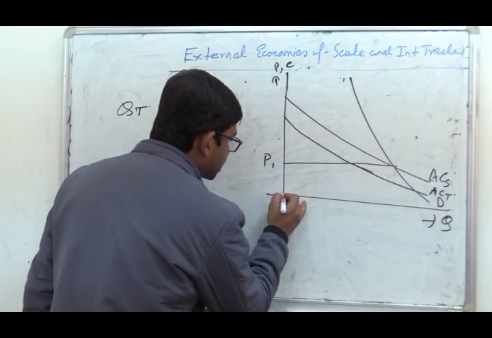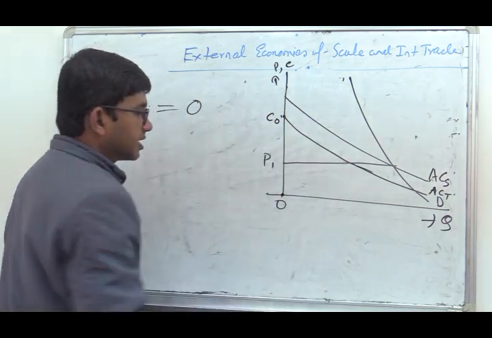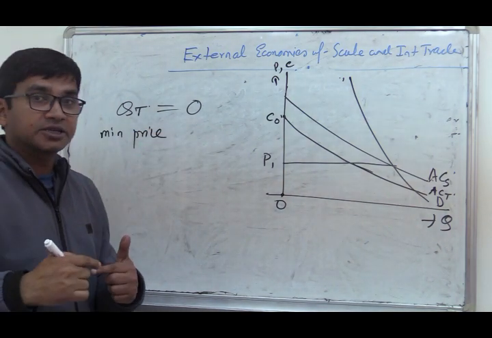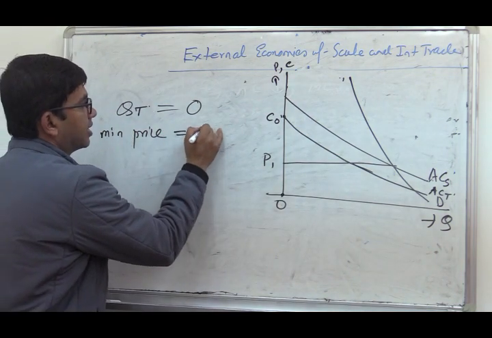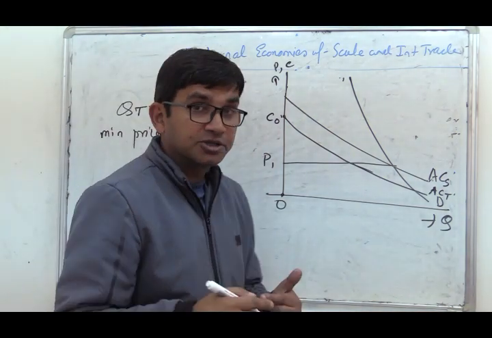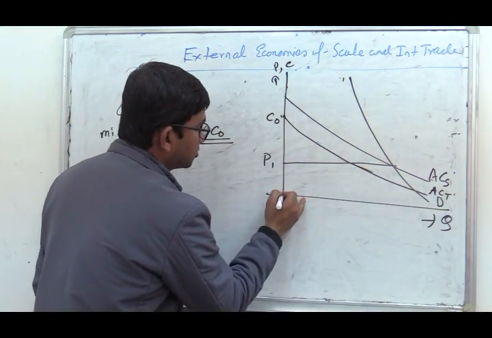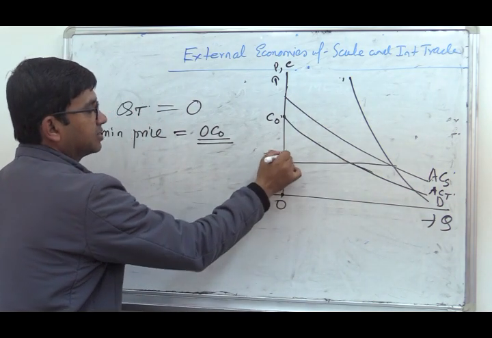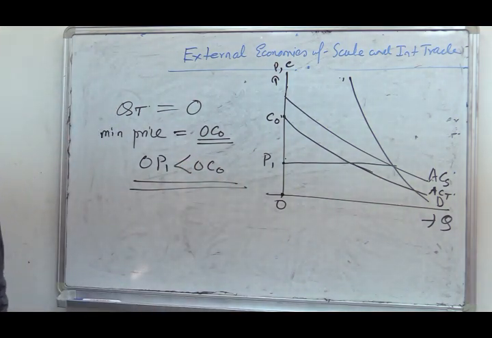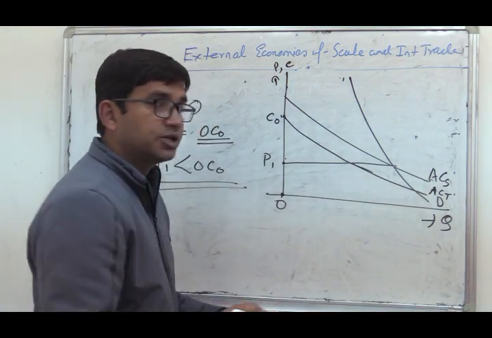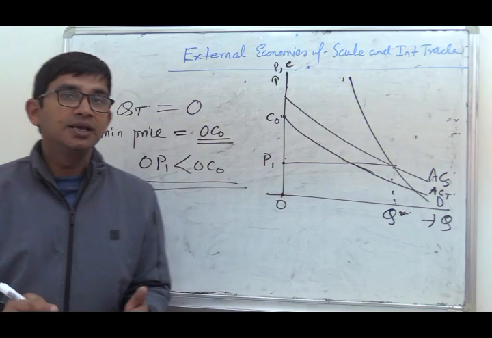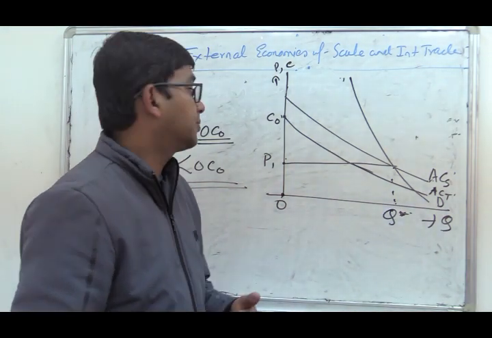Whenever the Thai industry starts producing watches, the minimum cost required is OC0. So the minimum price at which the Thai industry can start selling watches globally is OC0. But even the domestic consumers of Thailand are able to purchase watches from the global market at the price OP1, and OP1 is less than OC0. So the Swiss industry is producing OQ star amount of watches, and that's why they are enjoying the benefits of large scale production.